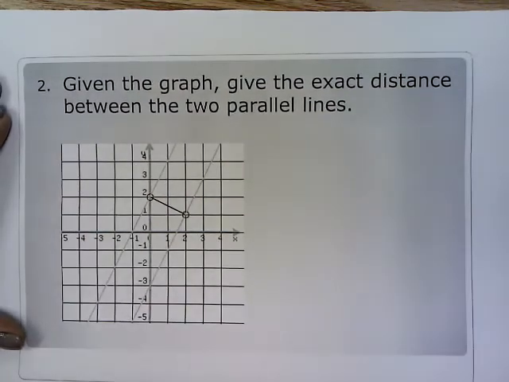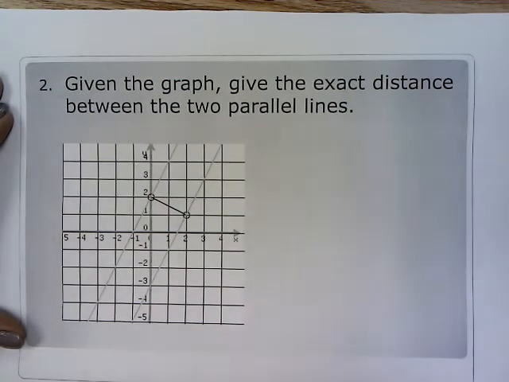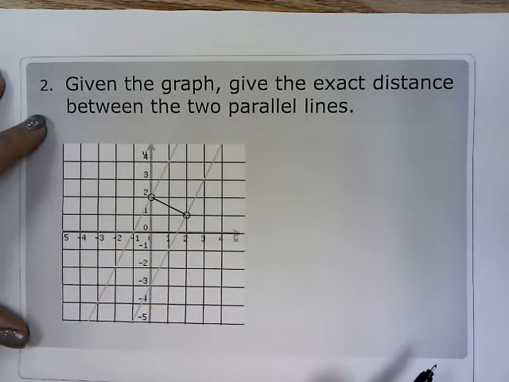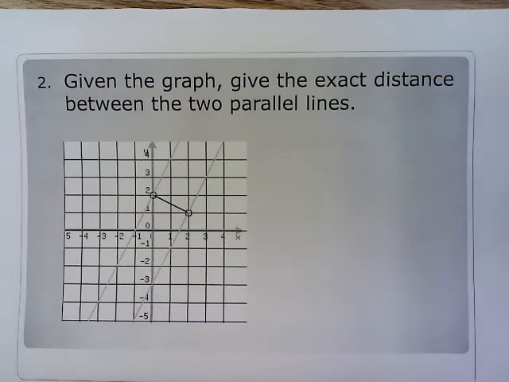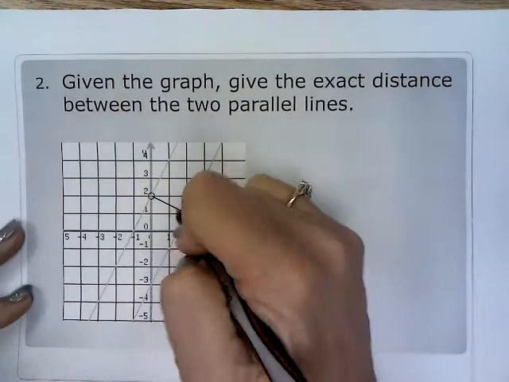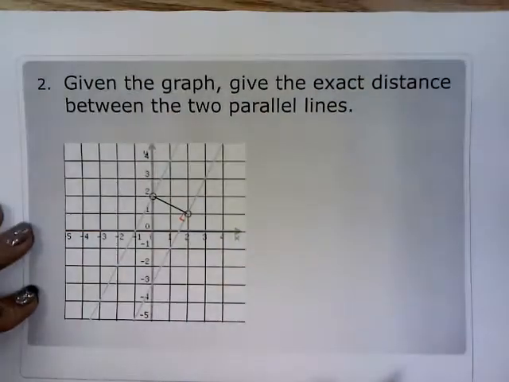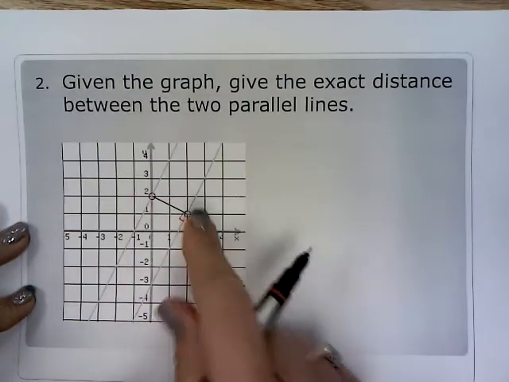Okay, given the graph, give the exact distance between the two parallel lines. Well, first of all, before I can find the exact distance between the two parallel lines, we know that the distance has to be a perpendicular distance to be exact. So looking here at my graph, I need to know if this is perpendicular, and if it is, then I can go ahead and find the distance between the two points.